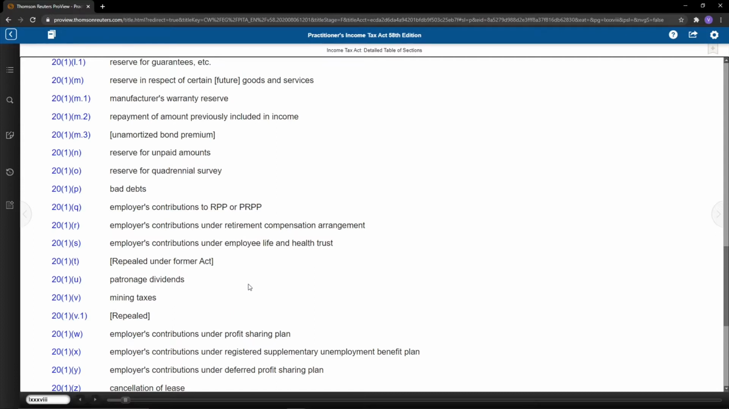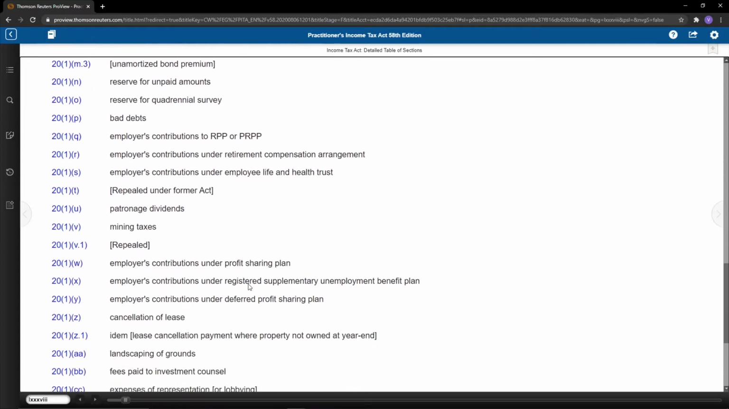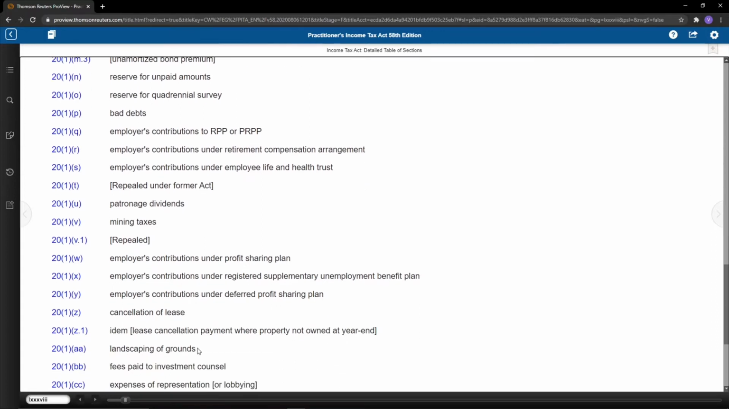What we would expect to come after this is paragraph AA, but that's not quite what happens here. You can see that there is a paragraph AA which involves the landscaping of grounds. We can also see that 20 subsection 1 paragraph Z is a cancellation of lease. And it looks like at some point in time, the legislators felt the need, so something else related to paragraph Z, and they put it in between by indicating Z.1.